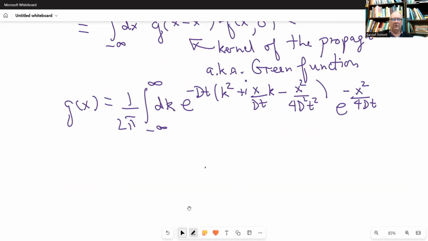And this part doesn't depend upon k, so it can actually factor out. But I'll put it over there for now, because I want the 2 pi to go with the integral.